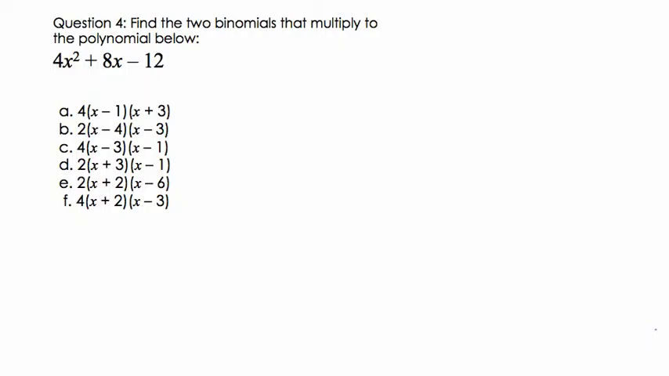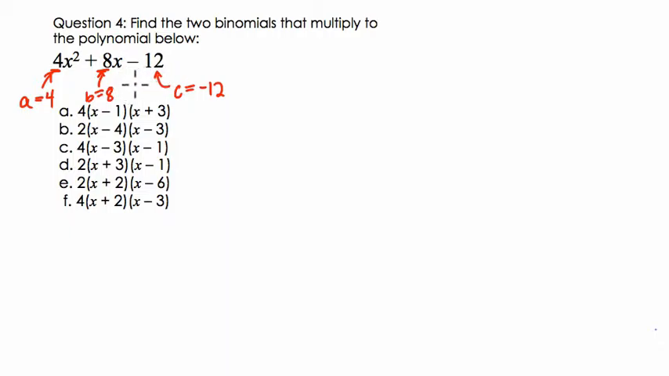In this problem, what I'm going to point out is that I notice that we've got a 4 here. In other words, a is 4. We call this coefficient, the number being multiplied by the variable x squared, a. And the next coefficient we call b. Notice that b is 8. And we call this constant all by itself, c. C is negative 12.